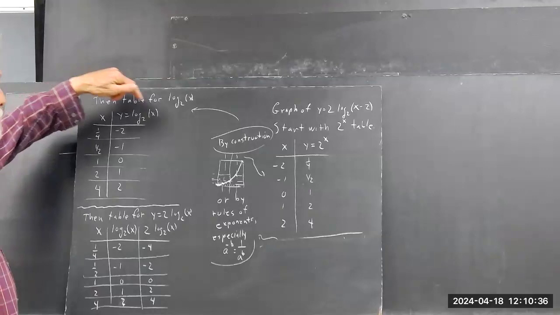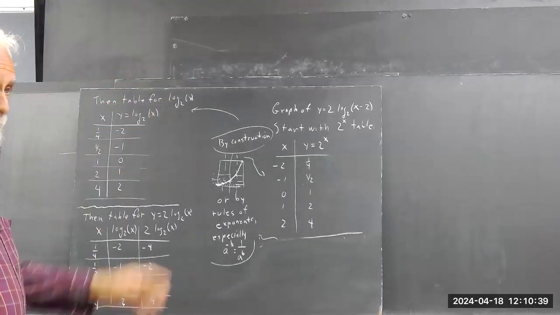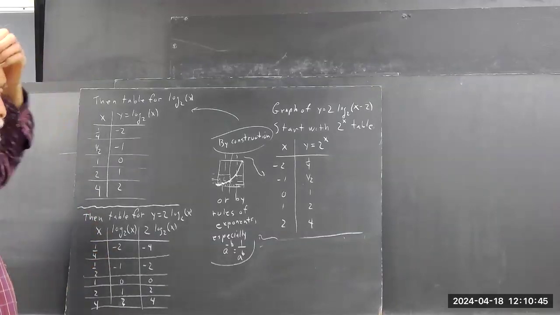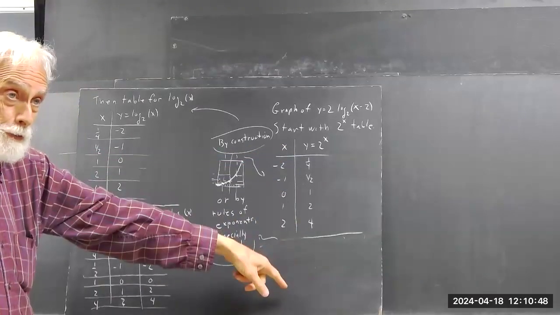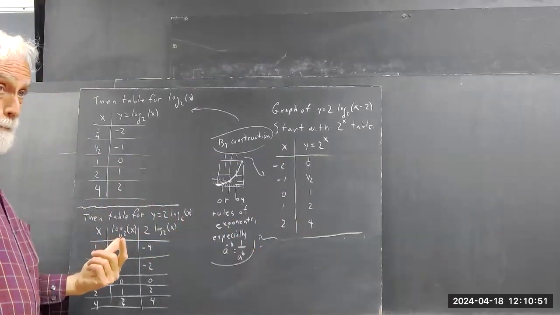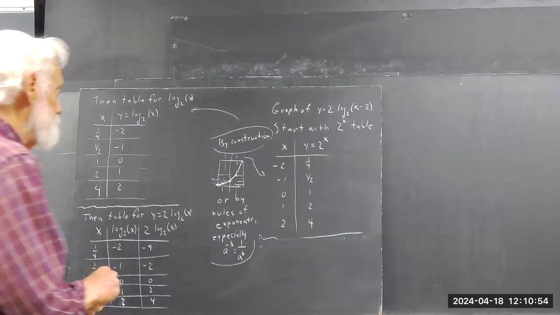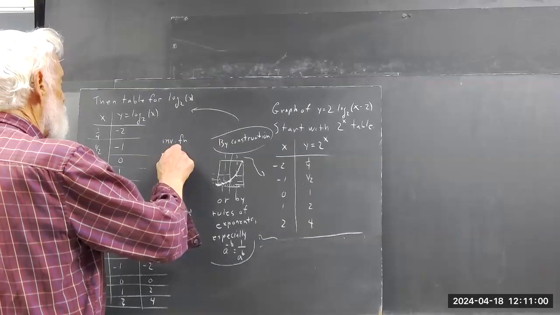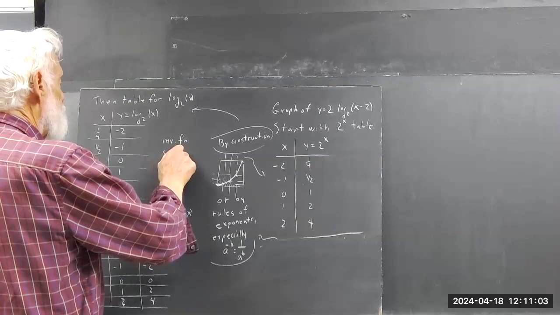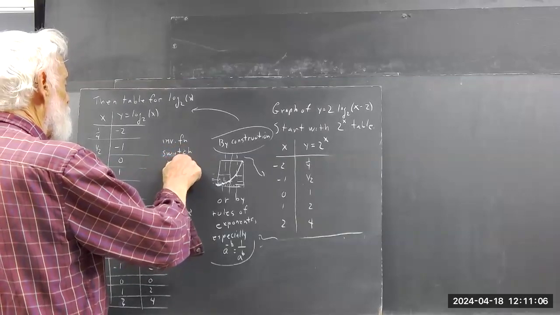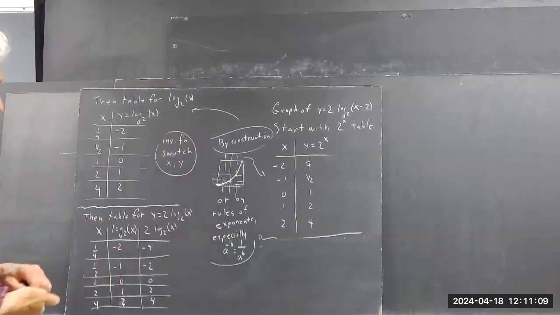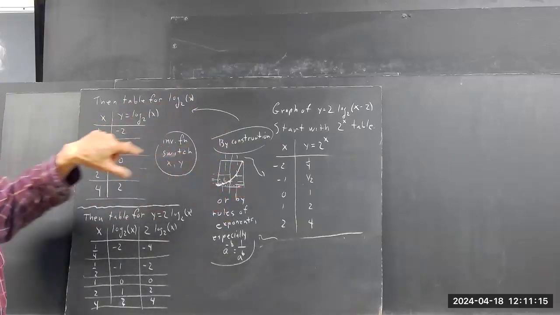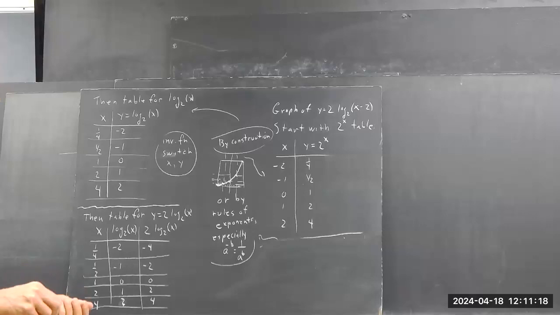Okay, and make a table for log base 2 of x, because that's how we get a table for log base 2 of x. We just reverse the columns of the table of a function, and we get the table of the inverse function. So for an inverse function, we switch x and y. If you've got a table, switching x and y means what was in the y column goes in the x column, what was in the x column goes in the y column.